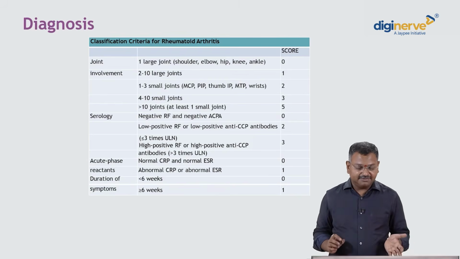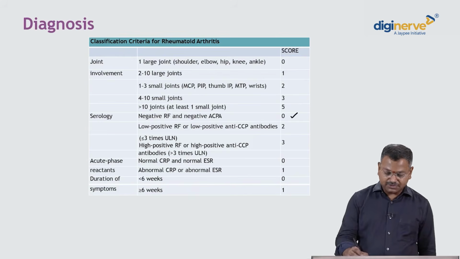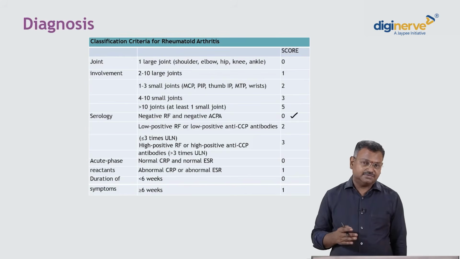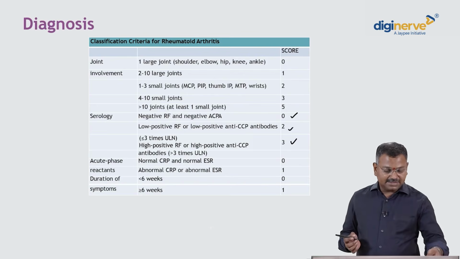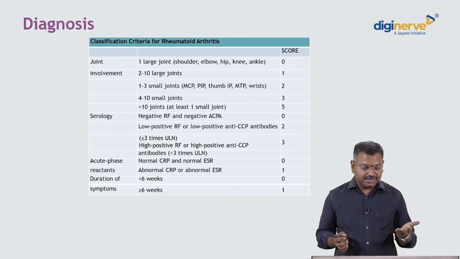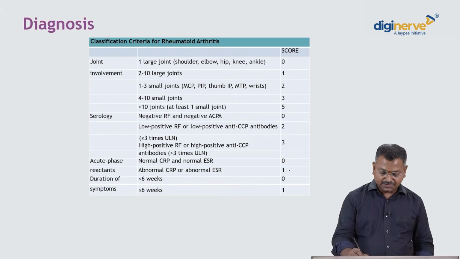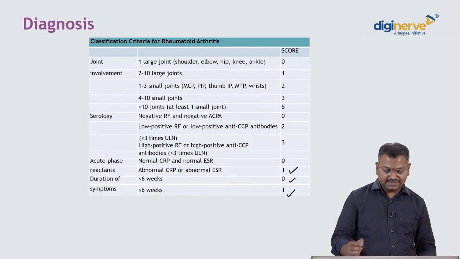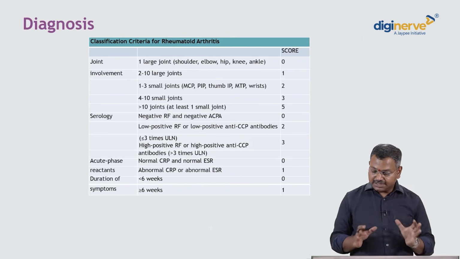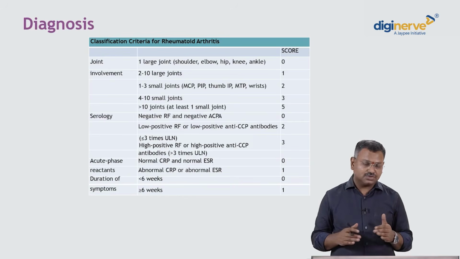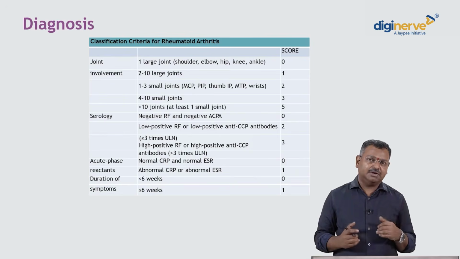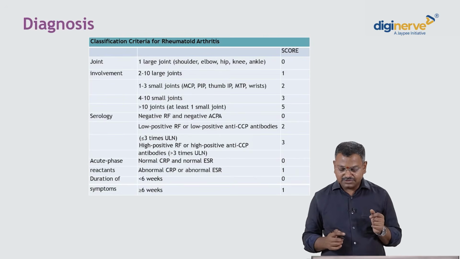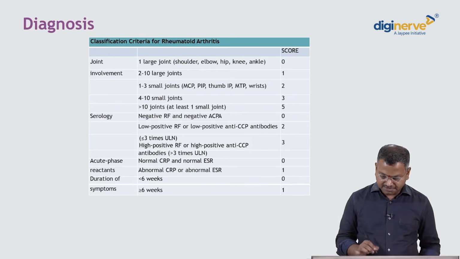Negative RF and negative anti-citrullinated peptide antibodies get a score of 0. Low positive gets a score of 2. A high positive titer gets a score of 3. Normal CRP and ESR get a score of 0, and abnormal or elevated gets a score of 1. Duration less than 6 weeks gets a score of 0, and duration more than 6 weeks gets a score of 1. Now based on this we classify the score: a score of 6 and above would strongly suggest a diagnosis of rheumatoid arthritis in these patients.